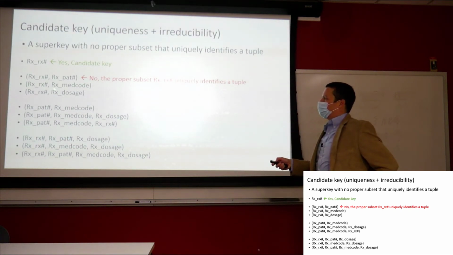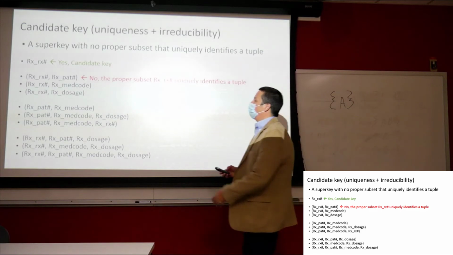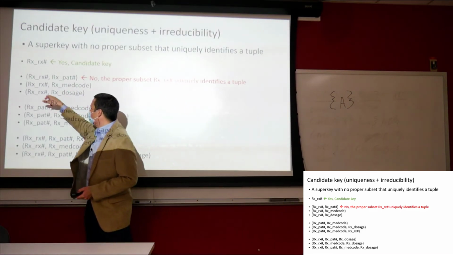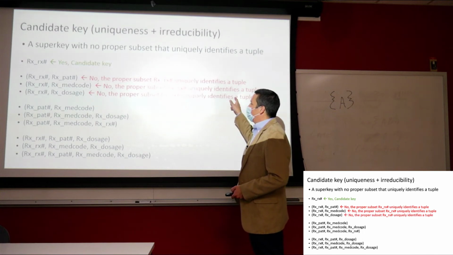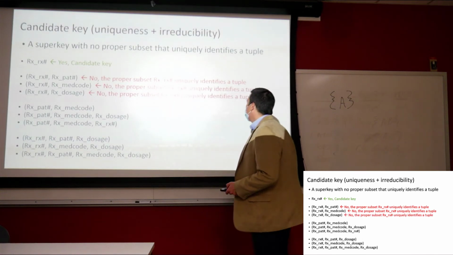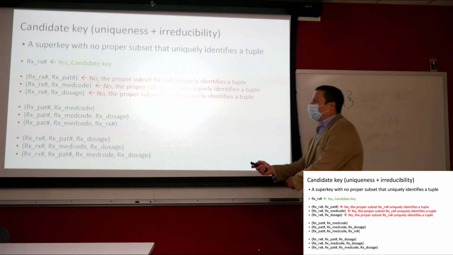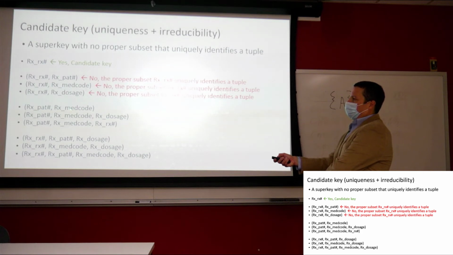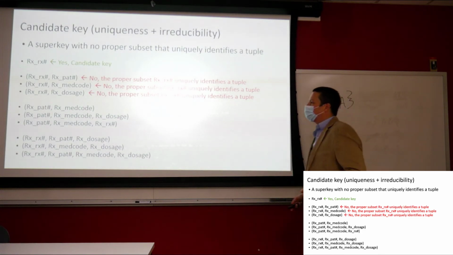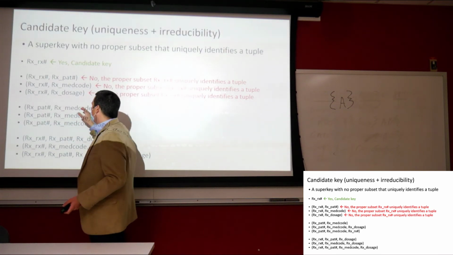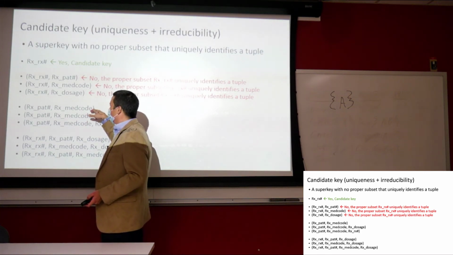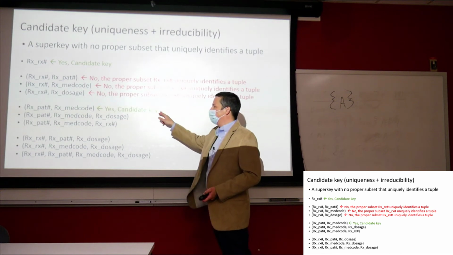Okay, what about this set of attributes, prescription number and med code? Is this irreducible? It's not irreducible. We can reduce this and it still remains unique. We can get rid of med code and just have prescription number, so this is not a candidate key. Similarly, prescription number and dosage together is not a candidate key, because the proper subset prescription number can uniquely identify tuples. Okay, what about the combination of patient number and med code? Can this be reduced and still remain unique? No, this is irreducible. Because if we only know the patient number, that doesn't uniquely identify tuples. And if we only know the med code, that doesn't identify tuples. So we have to know both of those, so it is irreducible, so it is a candidate key.